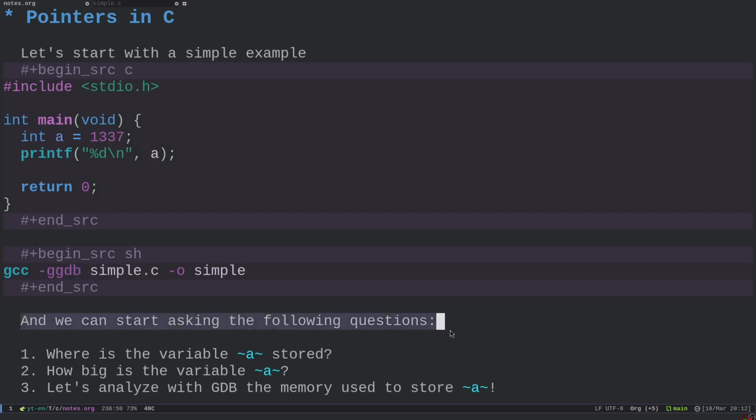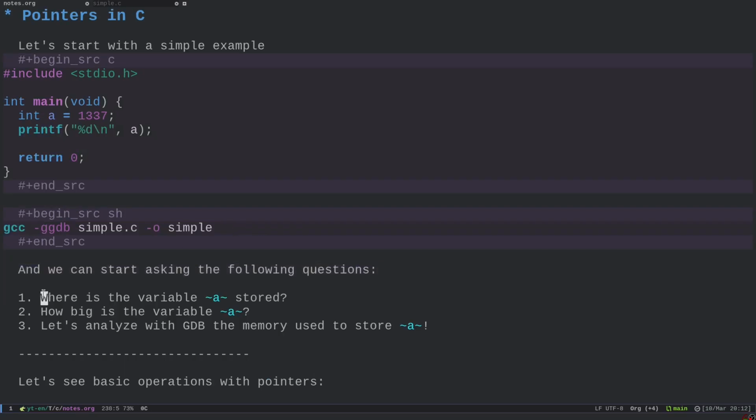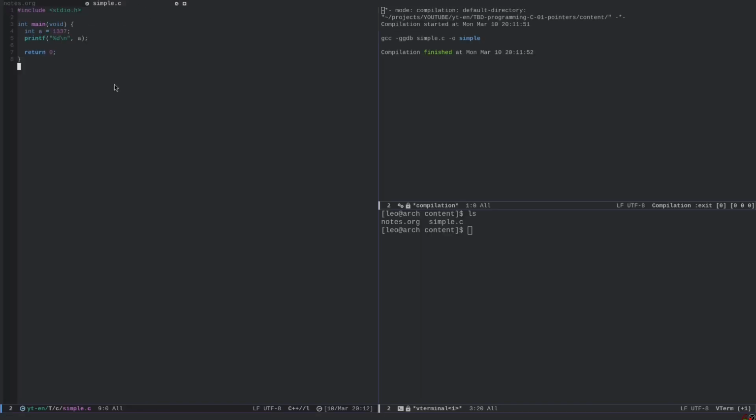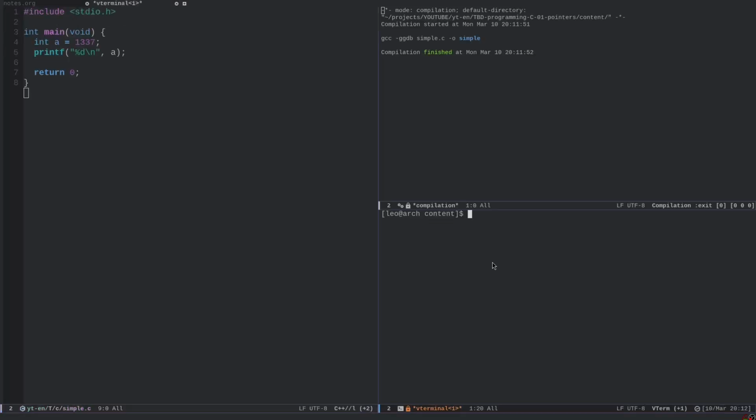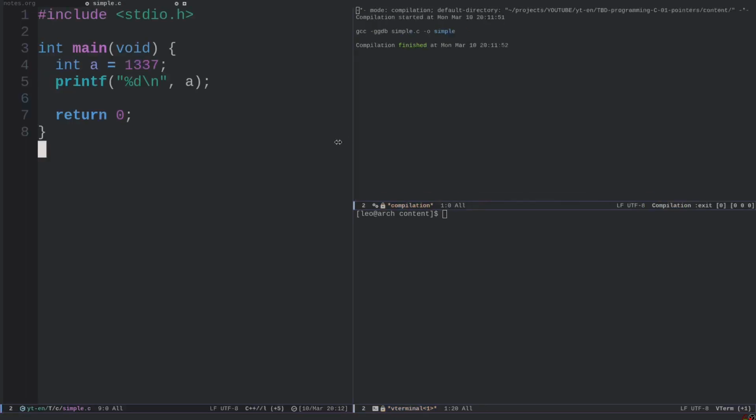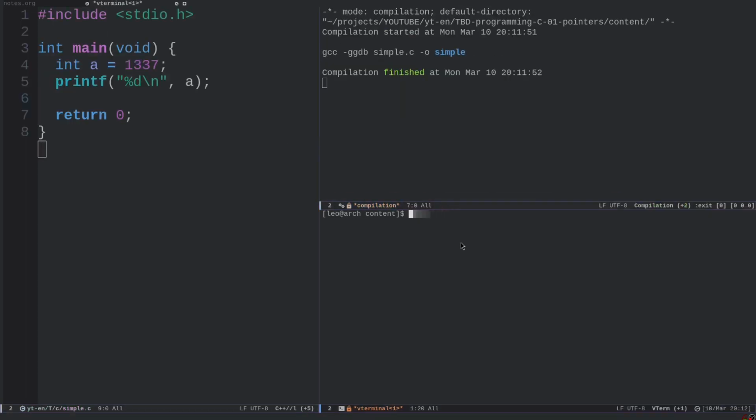So we can start to ask the following questions, for example. Where is the variable a stored? How big is the variable a? Let's analyze everything with GDB. So if we just compile and execute this code, here I have the code on the left, the compilation buffer up, and the shell on the bottom. I have compiled the code, I can just execute it.